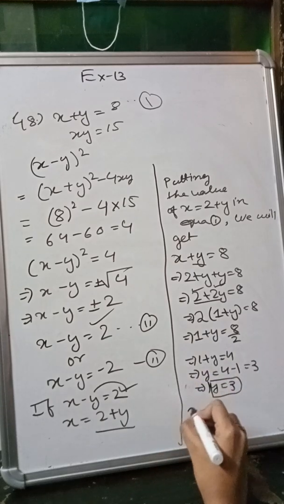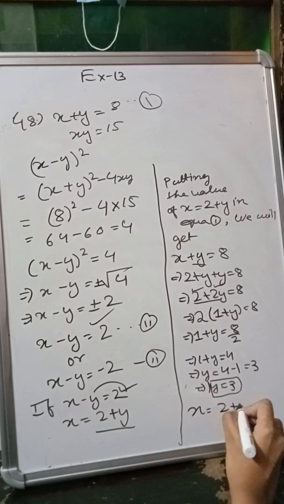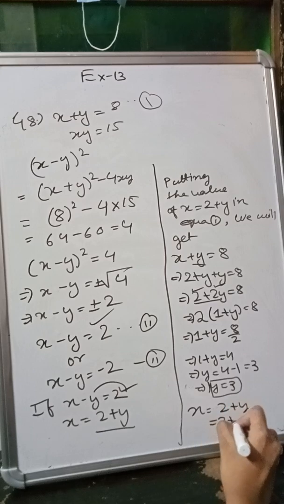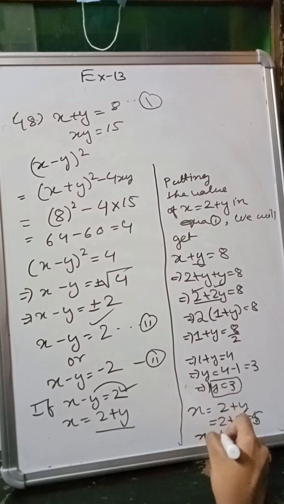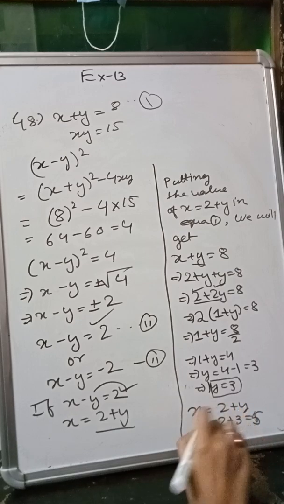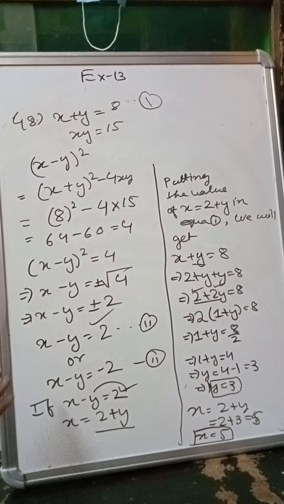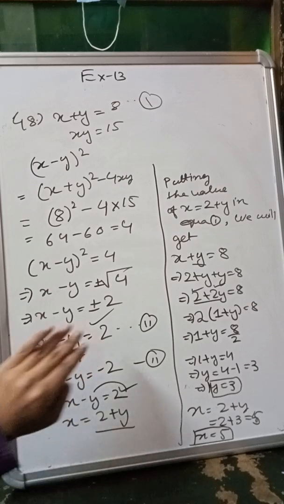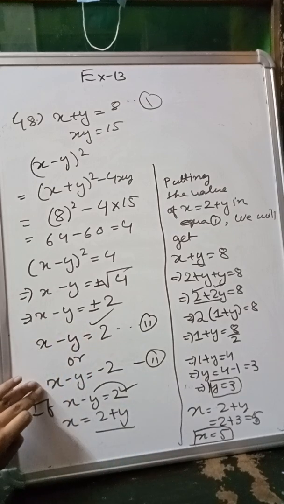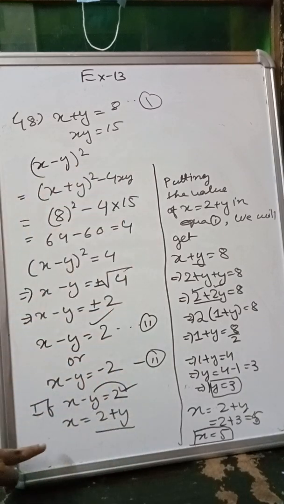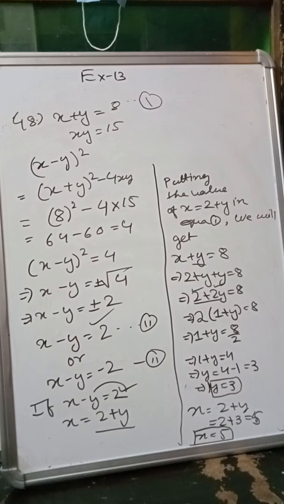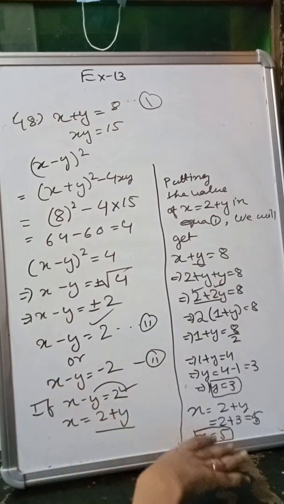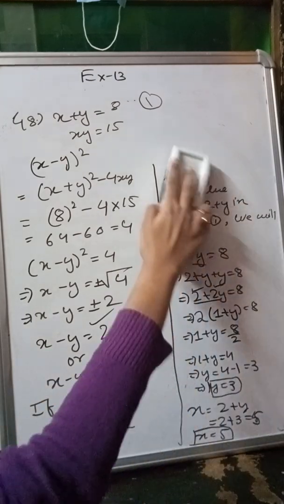So what will be the value of x? x is 2 plus y, so 2 plus 3 equals 5. So x equals 5. This also we have got. Now see here, we have got x minus y equals 2 and x minus y equals minus 2. Here I have considered x minus y equals 2. Now we have to consider the other case also. So let us consider the other case now.